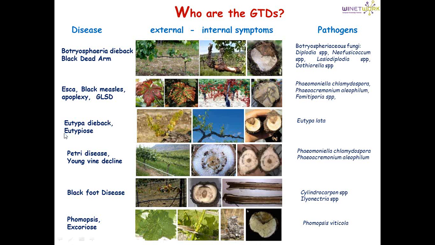Eutypa dieback, also called eutypiosis, caused by Eutypa lata. Petri disease, young vine decline, caused by the tracheomycotic fungi Phaeomoniella chlamydospora and Phaeoacremonium aleophilum. Black foot disease, caused by species of the genera Cylindrocarpon and Ilyonectria, and Phomopsis dieback, also called excoriosis, caused by Phomopsis viticola.